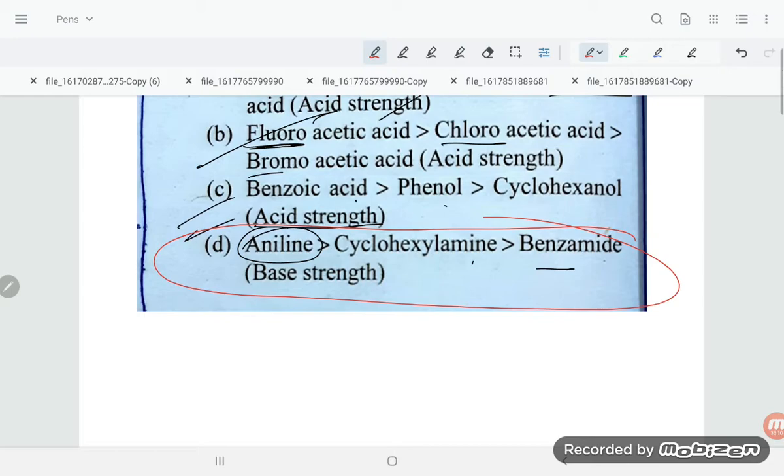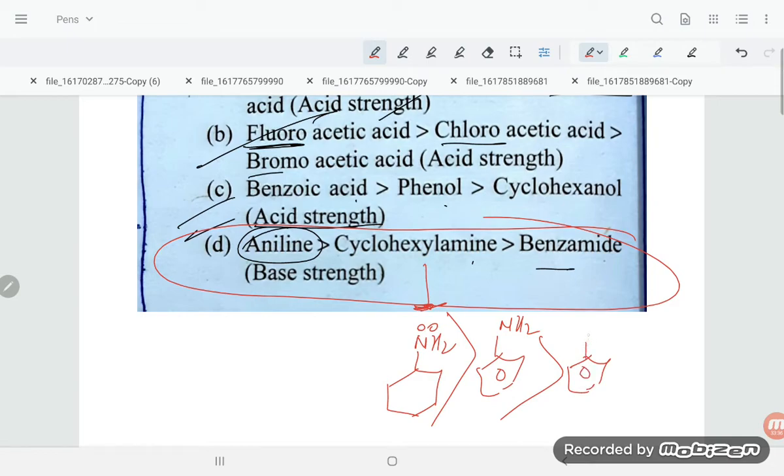This is the wrong order, because this one will be the strong one. Cyclohexylamine, okay, this is NH2. So this will be the most basic. Then benzamide can be there. Okay, then it will come, that is aniline, NH2. And benzamide will be there like that, so here will be C double bond O, CO, NH2. So that will be the order. So our required answer is option number D.